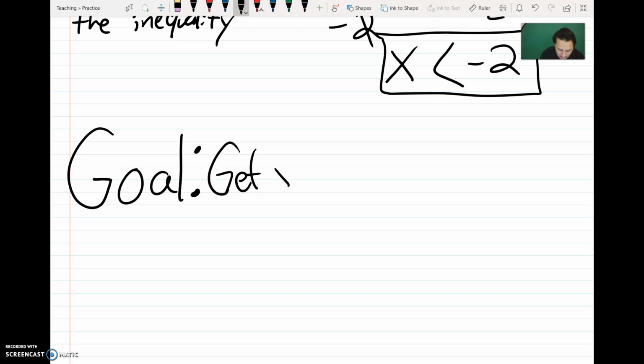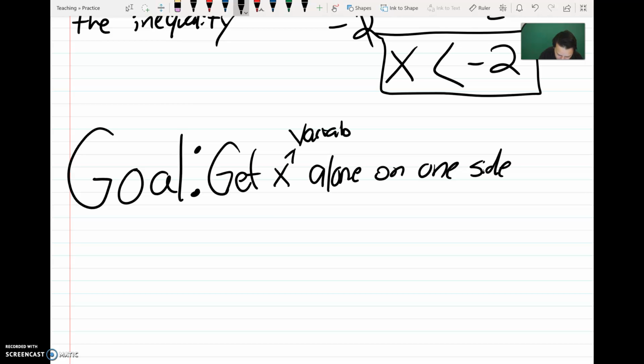Get x alone on one side, right? There you go. Yeah, get x alone on one side. Or we can probably change this into, right, get the variable alone on one side. So remember that as we're solving equations.